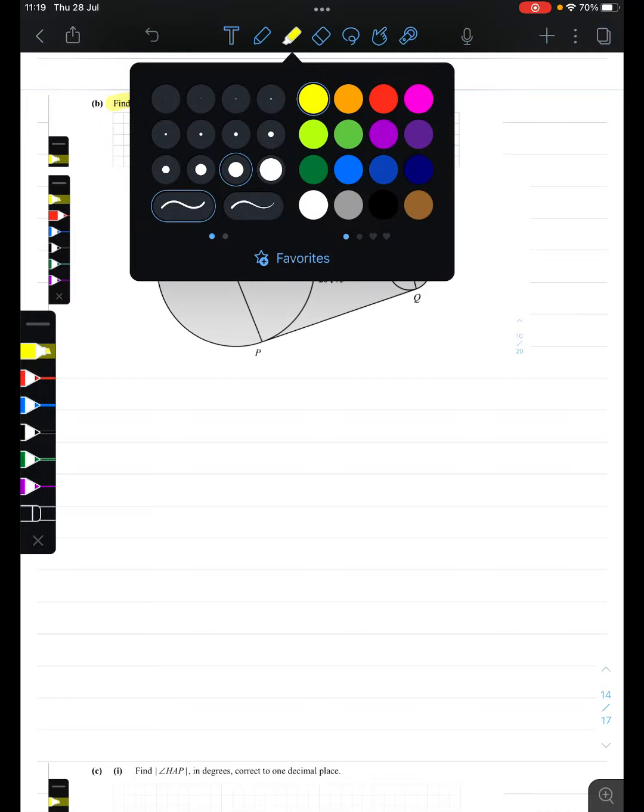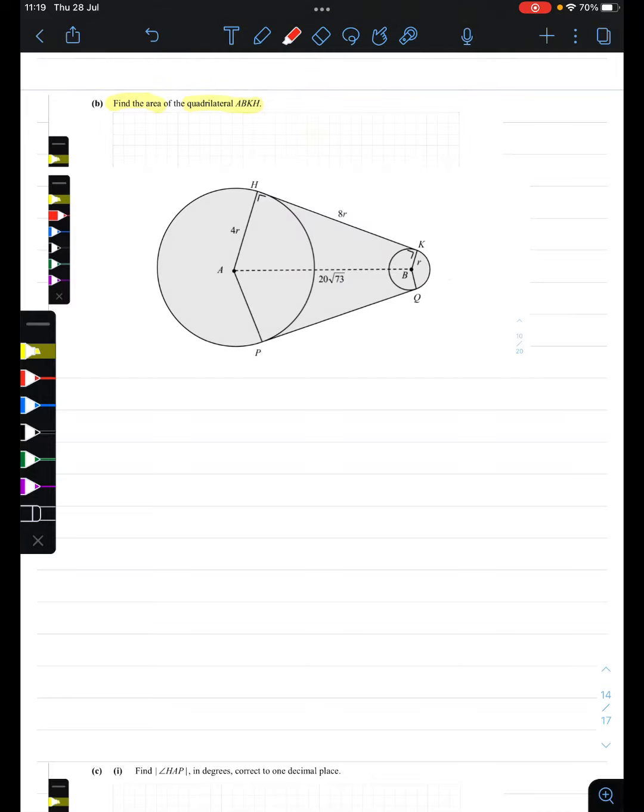ABKH. Okay, so first of all, let's just figure out what it is we're trying to find. So ABKH, the quadrilateral, the four-sided shape. So that would be here, here, here, and here. Okay, so the four-sided shape ABKH. So this is what we're trying to figure out. And we want to find the area of this quadrilateral.